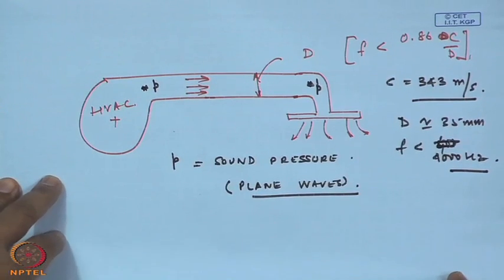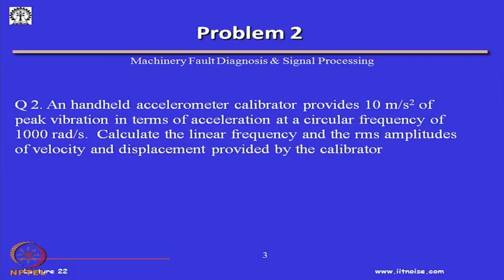Now we will move over to the second problem, which is again a very simple problem. A handheld accelerometer calibrator provides 10 meters per second square of peak vibration in terms of acceleration at a circular frequency of 1000 radians per second. Calculate the linear frequency and the RMS amplitudes of velocity and displacement provided by the calibrator.